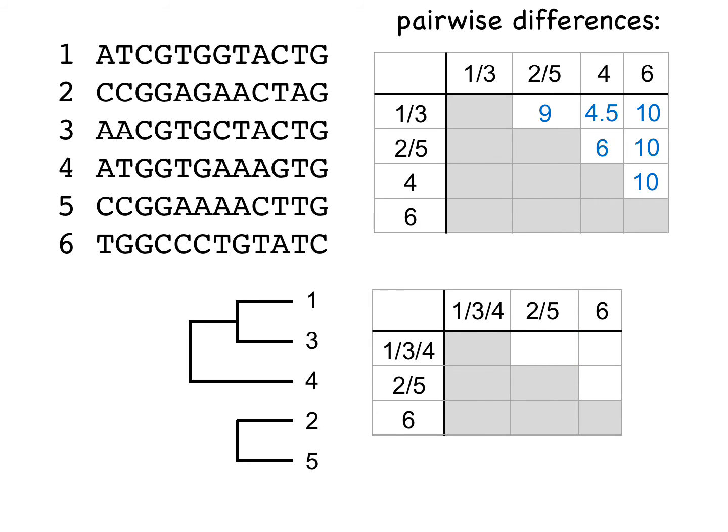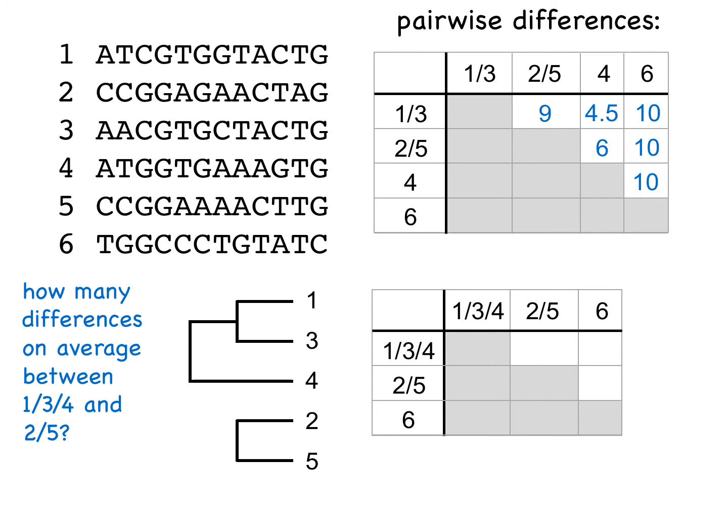All right, so now we're going to finish this off. The next thing we do is determine how many differences on average there are between 1, 3, and 4, and 2 and 5. I'll highlight the comparisons we need to make in the table above. So the highlighted comparisons are what I'm showing you here. I'm looking at 1 and 3 and 2 and 5, and 2 and 5 and 4. The average number of differences between those is going to be 7.5. So 9 plus 6 divided by 2 is 7.5.